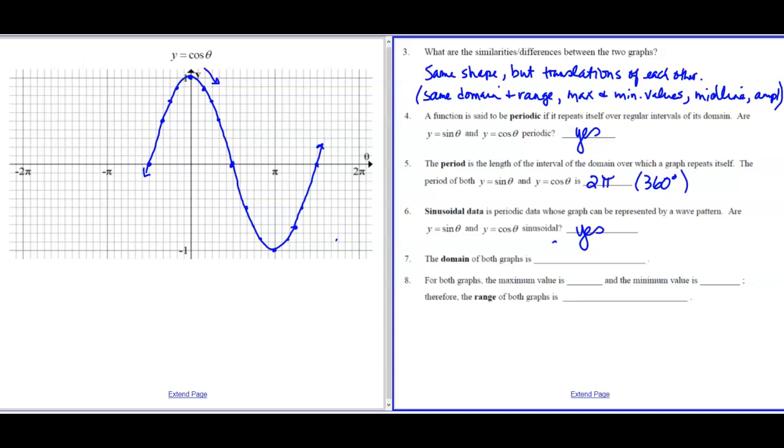And as I mentioned, domain is all real numbers, unless you restrict it for some reason. But any x value, or theta value. Okay, looking at this graph, the max is 1, the minimum value is -1. So the range is from -1 to +1.